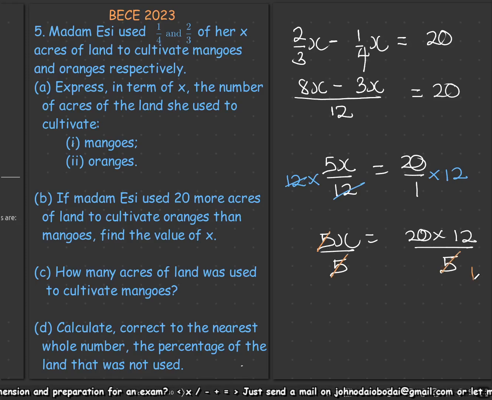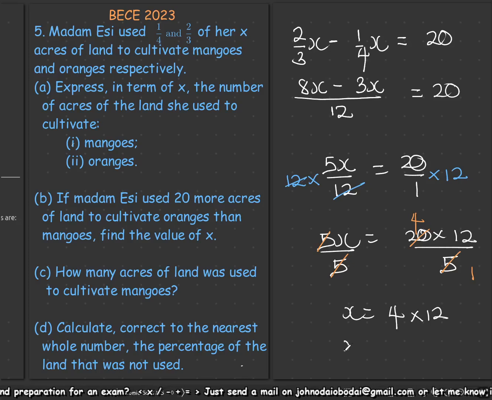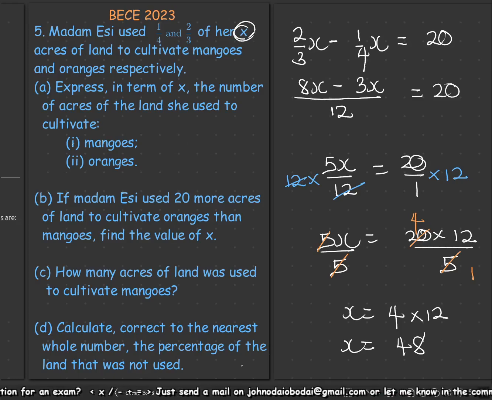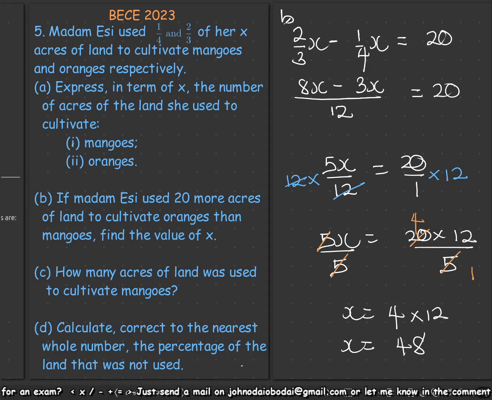Then 5 into itself once, into 20 gives 4. So our x that we want is actually 4 times 12, and x is equal to 48. So that is the value of x. And remember what x was? The acres of land. So that solves for B.